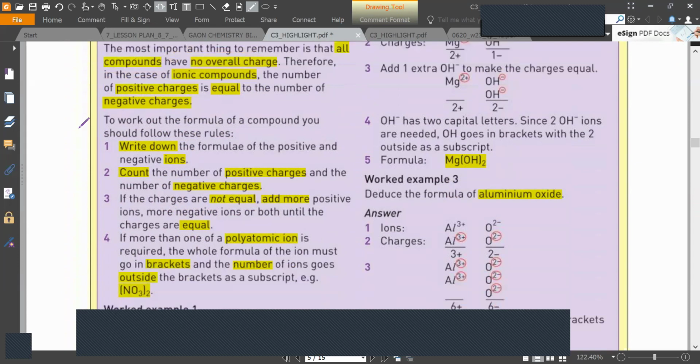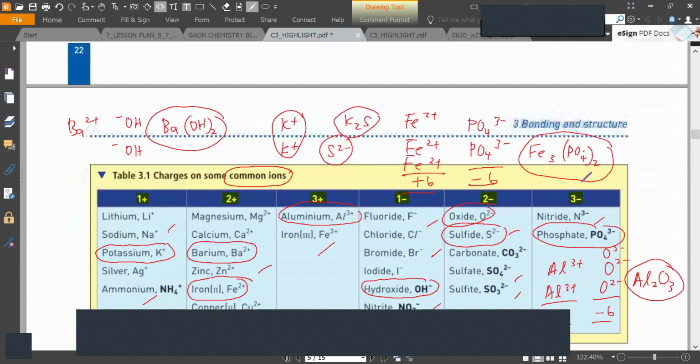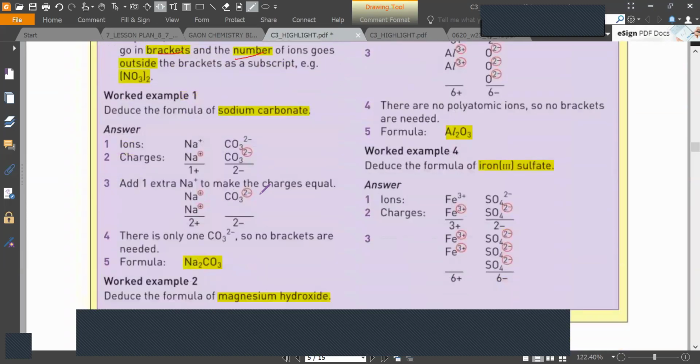So the steps. Write down the formula of the positive and negative ions, and then count the positive charge and negative charge. If not equal, we will add more until they are equal. For polyatomic ions, we will put them in brackets. Okay, let's go through some examples.